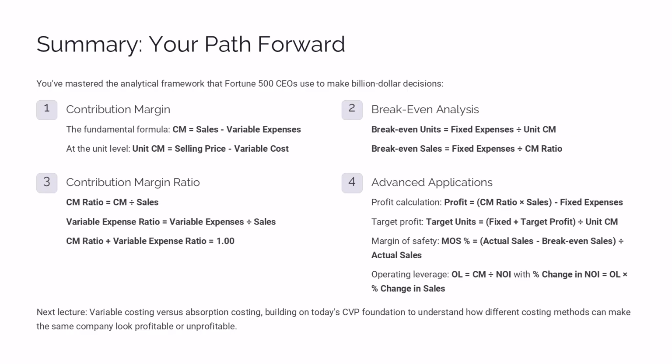You can optimize sales mix using weighted average CM equals the sum of product CM times mix percent, and structure compensation to align with contribution margin rather than revenue, understanding the behavioral economics that drive business performance.